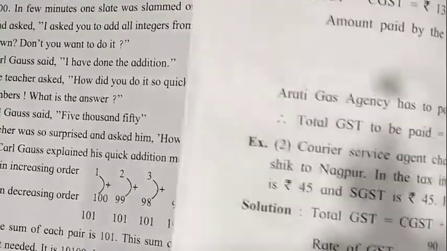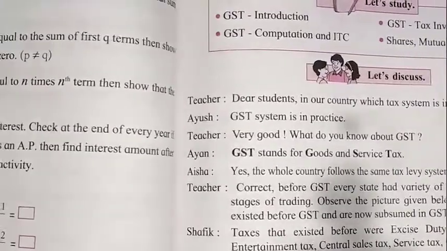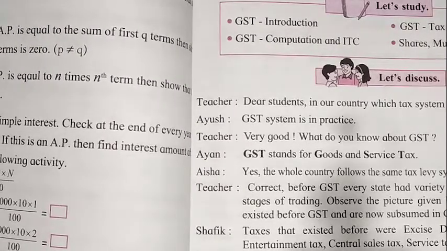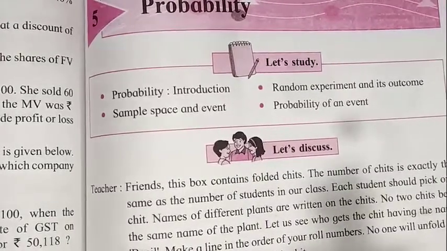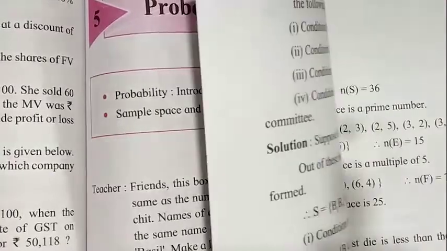In the arithmetic progression chapter, nothing is omitted. Full chapter you have to study. Then after arithmetic progression, you have chapter 4, financial planning. Financial planning chapter is completely omitted. Then probability chapter, chapter 5, nothing is omitted. You have to study everything of this chapter, probability.